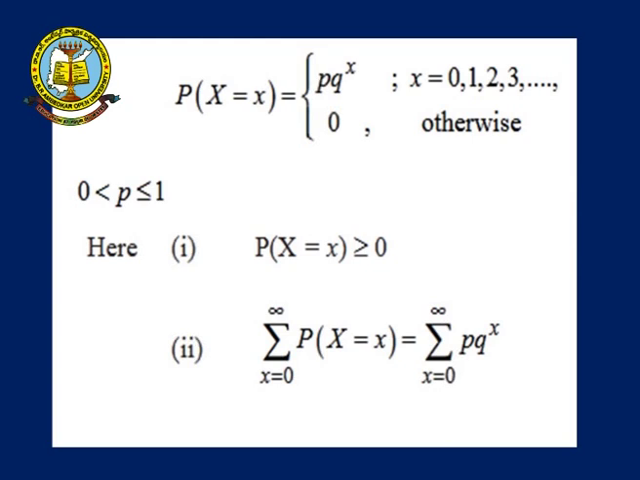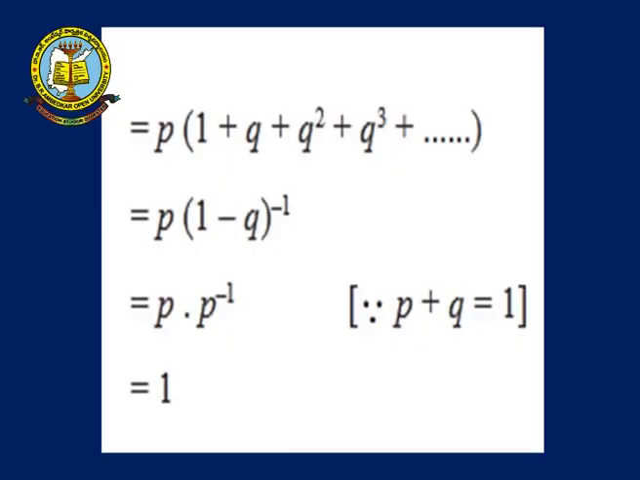Here P(x) is greater than 0, and the summation of P(X = x) for x equal to 0 to infinity is the summation of P into Q power x. Expanding, we get P into (1 plus Q plus Q square plus Q cube and so on). In the next step this is P into (1 minus Q) whole power minus 1, which is P into P power minus 1.